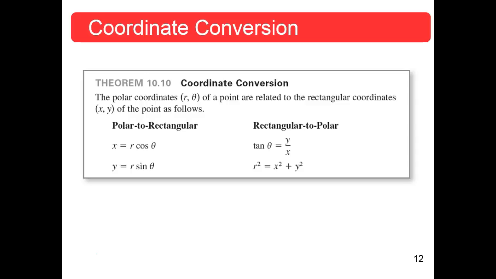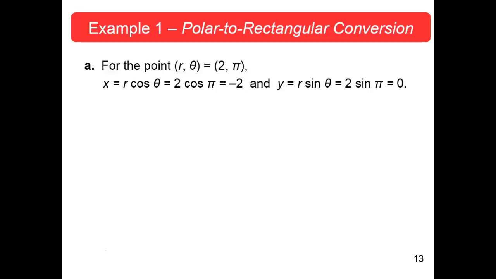Now, you might say, but that's tangent theta, not theta. Well, all you do is take an inverse tangent of this. So theta is equal to inverse tangent of y over x, and r is equal to the square root of x squared plus y squared. Either way you want to do it. Okay? So, here is example 1.